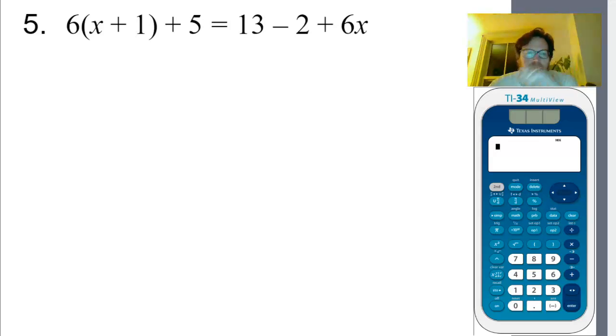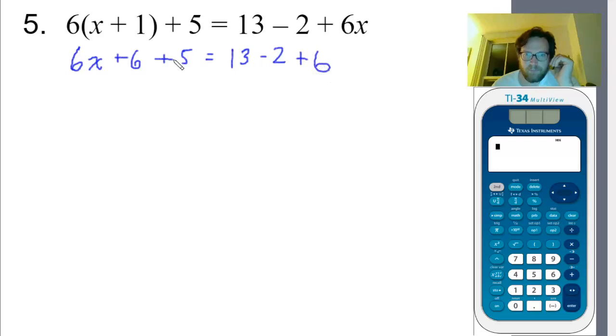And the last one. 6 times x plus 1 plus 5 equals 13 minus 2 plus 6x. Okay, so we've done this a couple times already. So we distribute first on the left side. We have 6 times x plus 1. So 6 times x is 6x. 6 times 1 is 6 plus 5. And then on the right side, we have 13 minus 2 plus 6x. I'm just going to leave that as is for now.